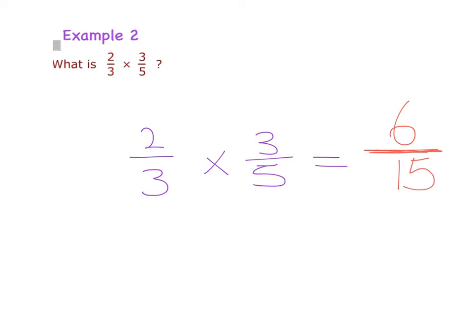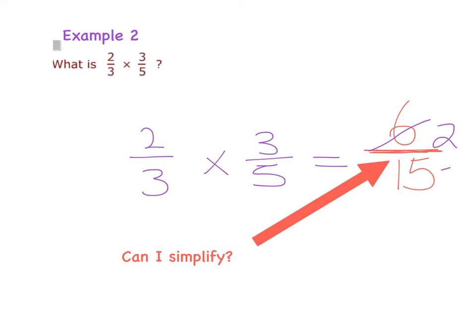And then I'm going to ask myself one question, and that is, can I simplify? Can I simplify 6/15? And what I mean by that is, is there a number that goes into 6 and 15? And if you're good at your factors and your times tables, you'll realize that 3 goes into both of those. So I'm going to divide by 3. So 3 goes into 6 twice, and 3 goes into 15 5 times. So the answer to this is 2/5.